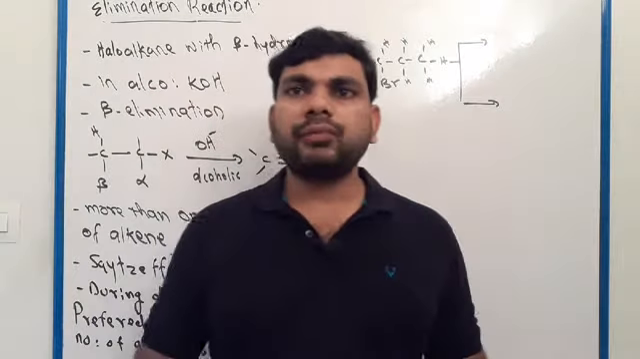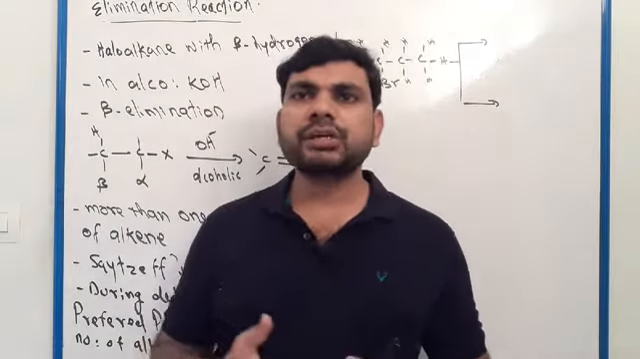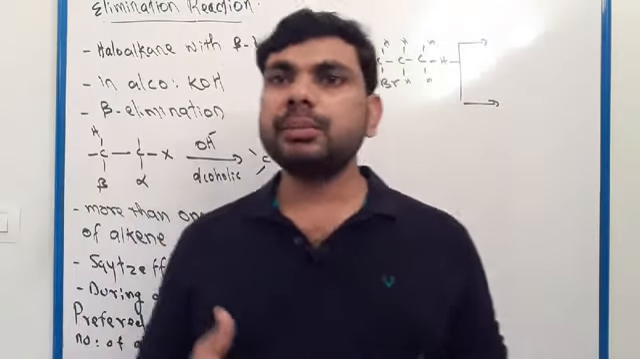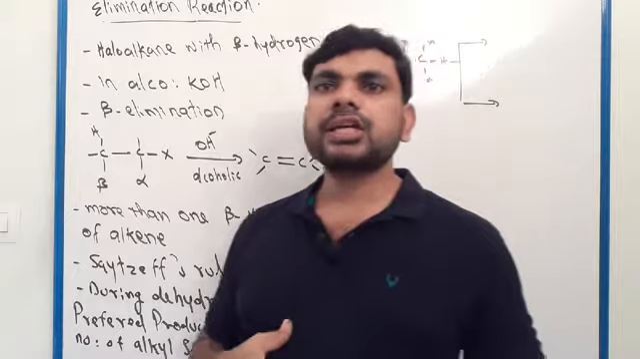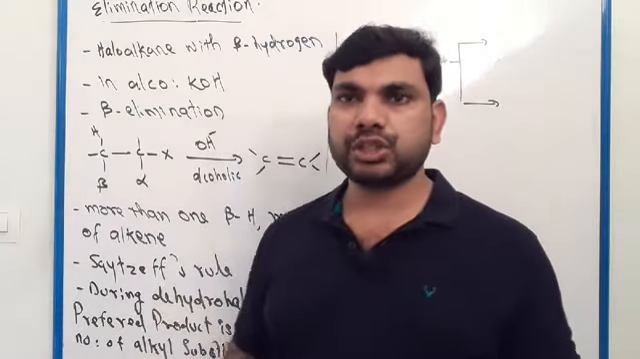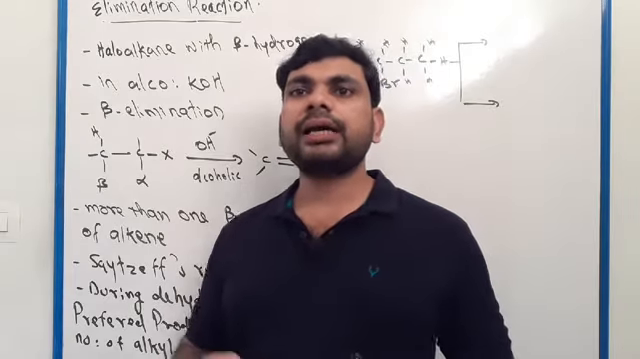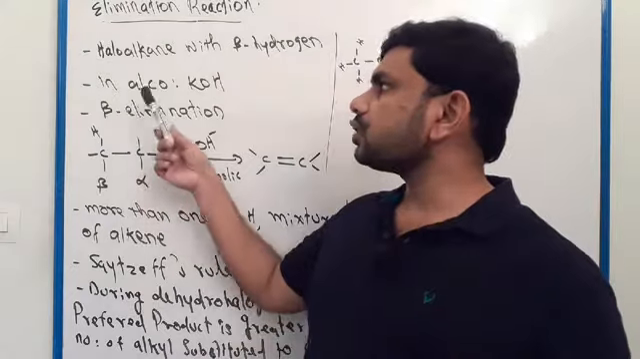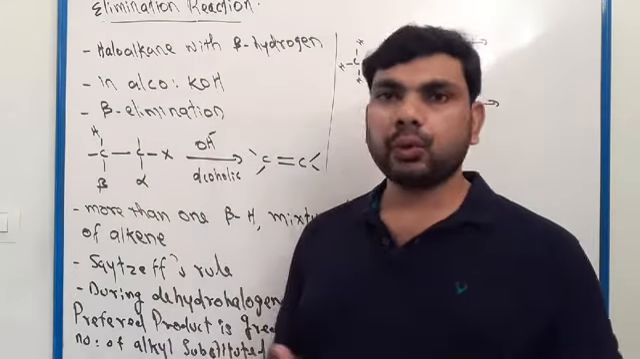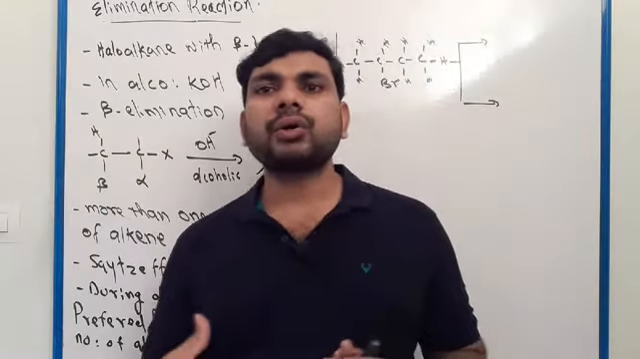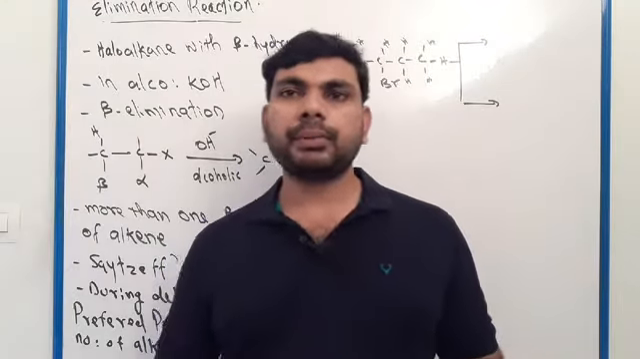Okay, next point we have to discuss is elimination reaction. Elimination reaction means an alkyl halide which contains beta hydrogen reacts with alcoholic KOH, that is KOH dissolved in an alcoholic medium, ethanol medium.